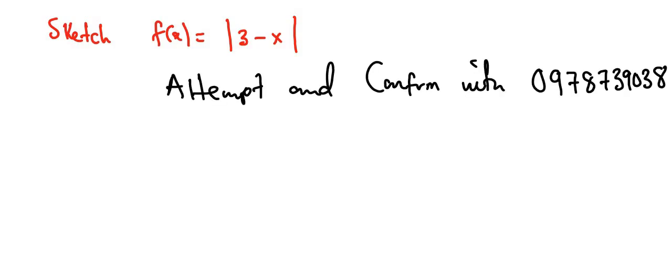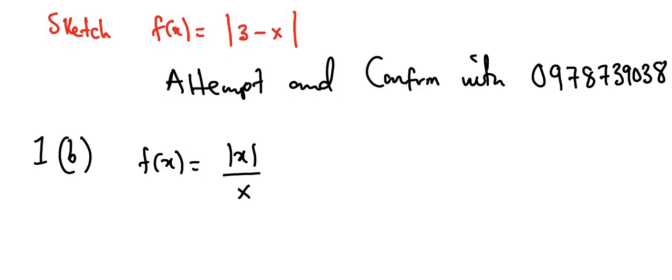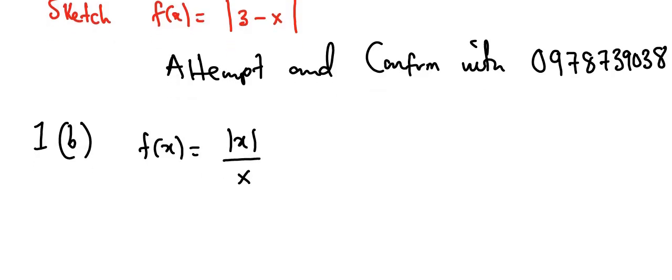Okay, so question 1b is just asking us to confirm whether the following function is even or odd or neither. So this is what you're having. Now to verify whether something is even, odd, or neither, we can just replace x in the function with negative x. So if you put f of negative x, this is just going to give you that.